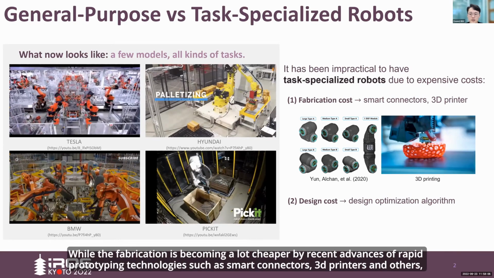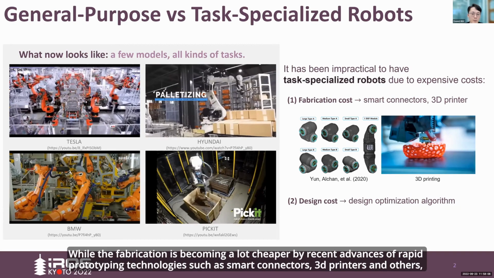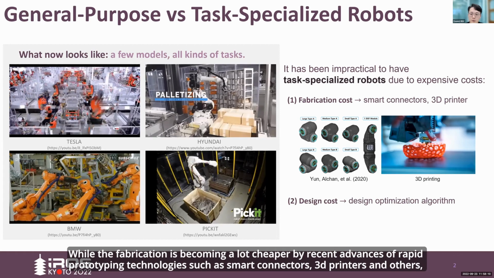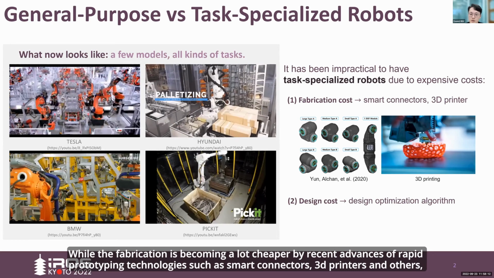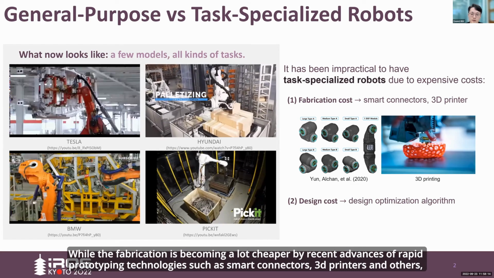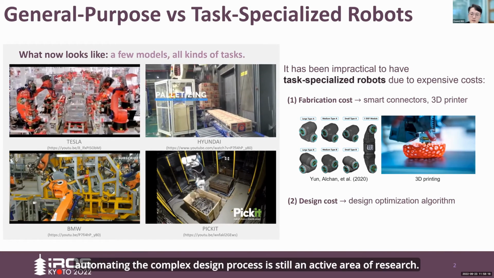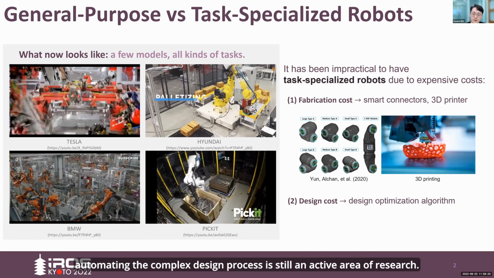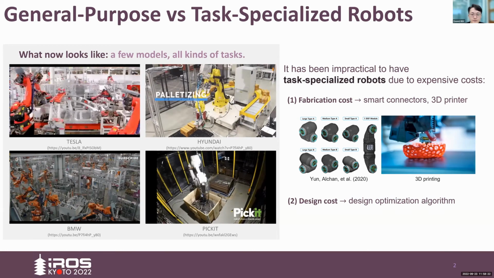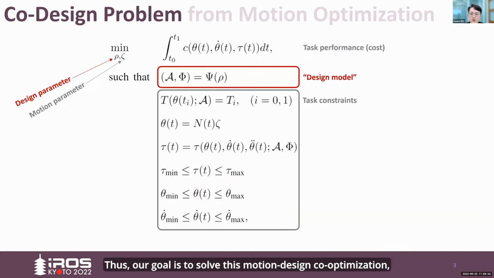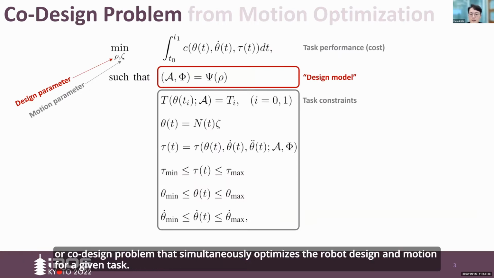While the fabrication is becoming a lot cheaper by recent advances of rapid prototyping technologies such as smart connectors, 3D printers, and others, automating the complex design process is still an active area of research. Thus, our goal is to solve this motion design co-optimization or co-design problem that simultaneously optimizes the robot design and motion for a given task.